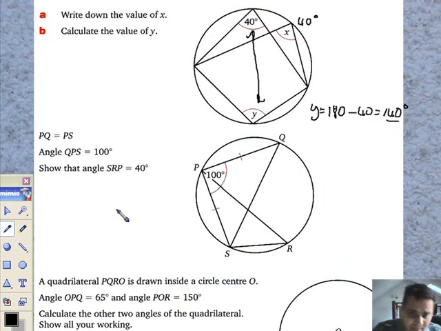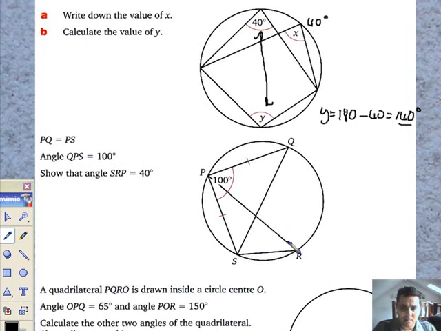Now I've got to prove something here. This is question 8, again grade A rated. I've got to prove that angle SRP is 40 degrees. So okay, I know what I've got to aim for. There you go, SRP. What have we got here?